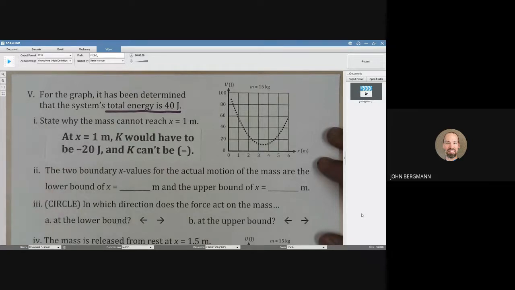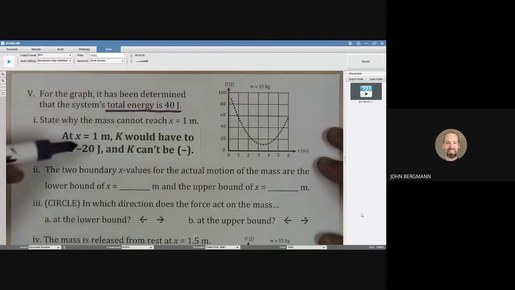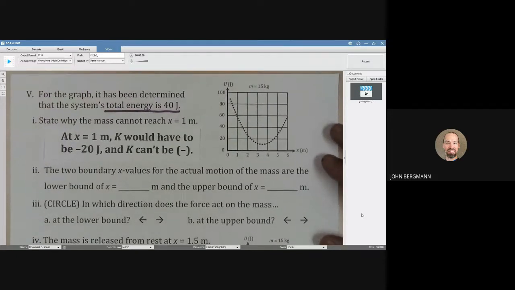This mass cannot reach x equals 1 meter because at x equals 1 meter, you can see where I'm pointing here with my marker, the potential energy is about 60 joules. And if we're told that the total energy is 40, that would mean that the kinetic energy right there would have to be negative 20. And kinetic energy can never be negative. Potential energy can be negative, but kinetic energy cannot be negative. So that would not be okay.